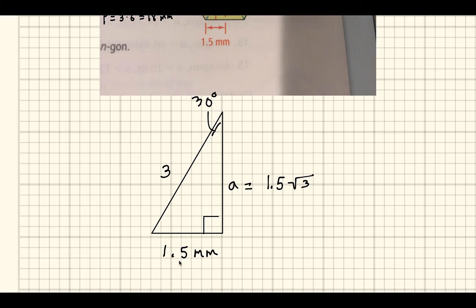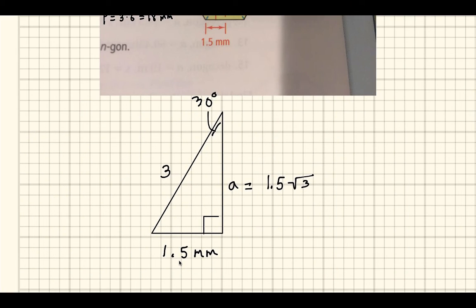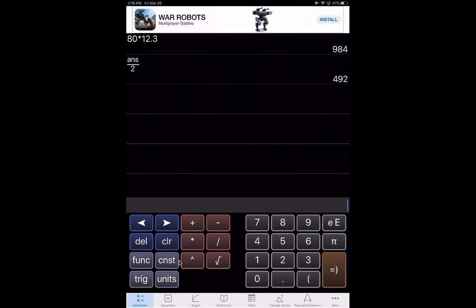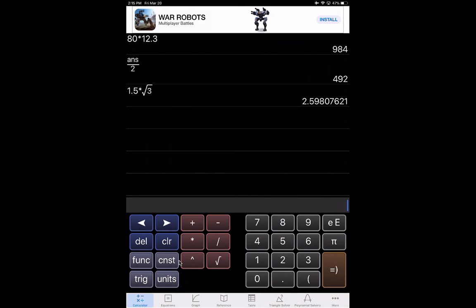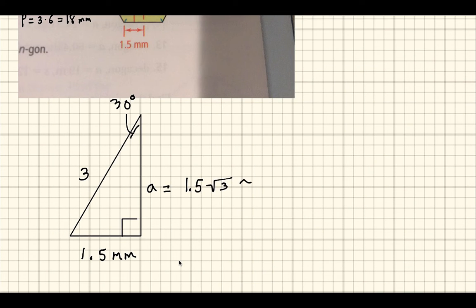Let's figure out what that is as a decimal. That way it's a little bit easier on us. So let's take 1.5 times square root 3. Gives me about 2.598. We'll round that to 2.6. Okay, it's about 2.6. And that's what we're going to use for the apothem.